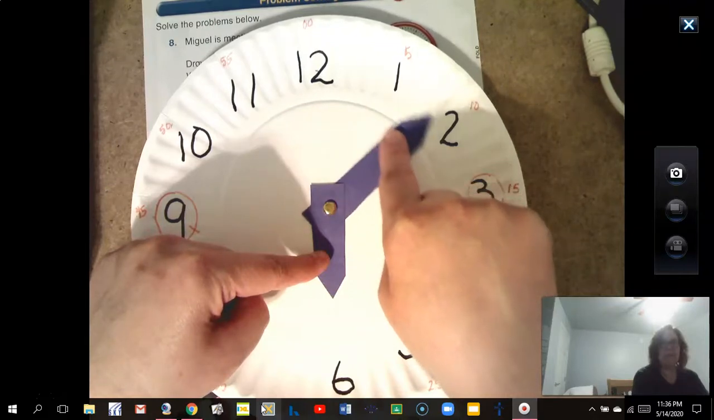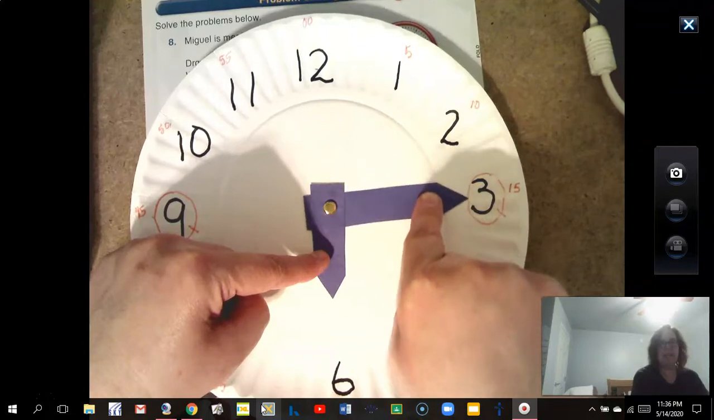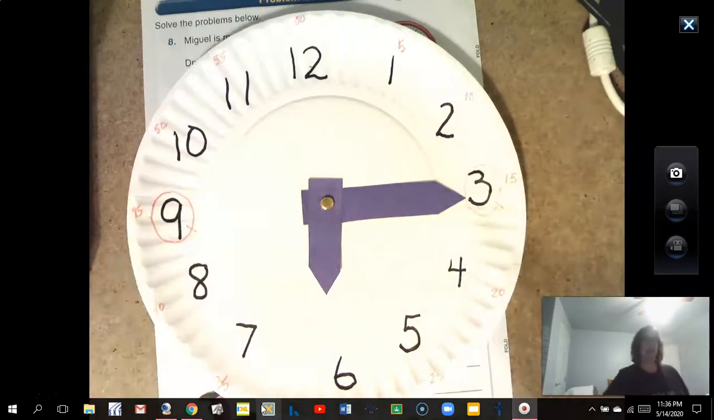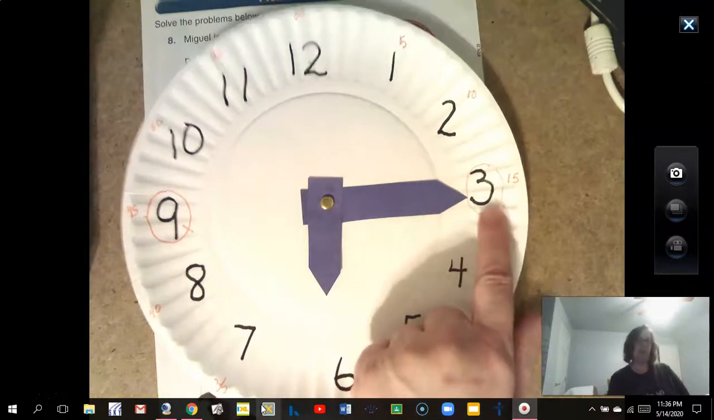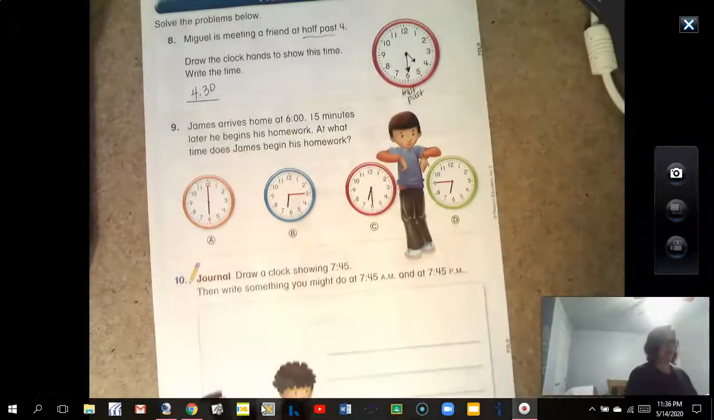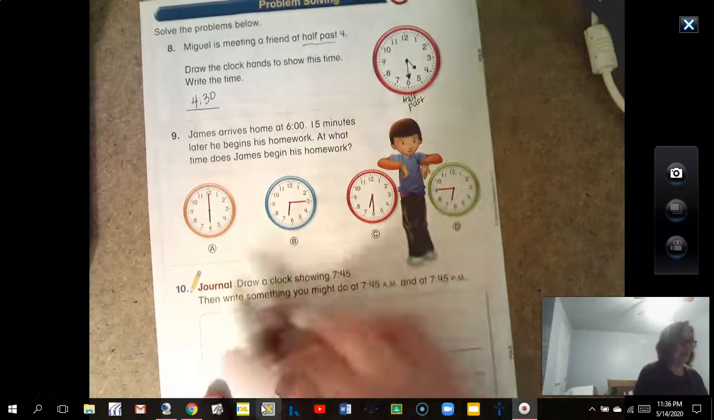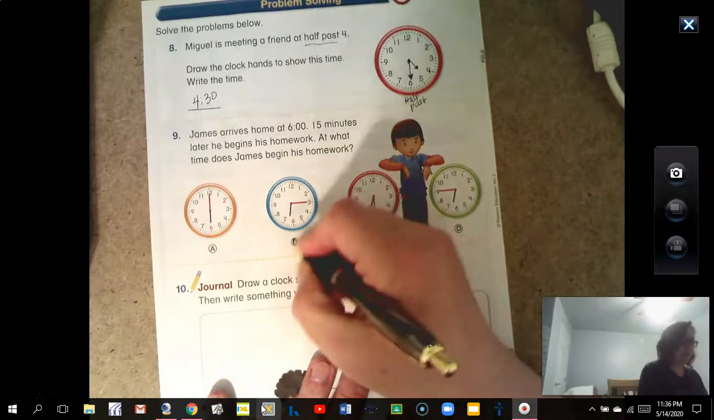15. So let's count. 5, 10, 15. So that's what it will look like 15 minutes later. And that's also called what? See that cue? 6:15. 6:15. So which one of these looks like it? Yep, right here.